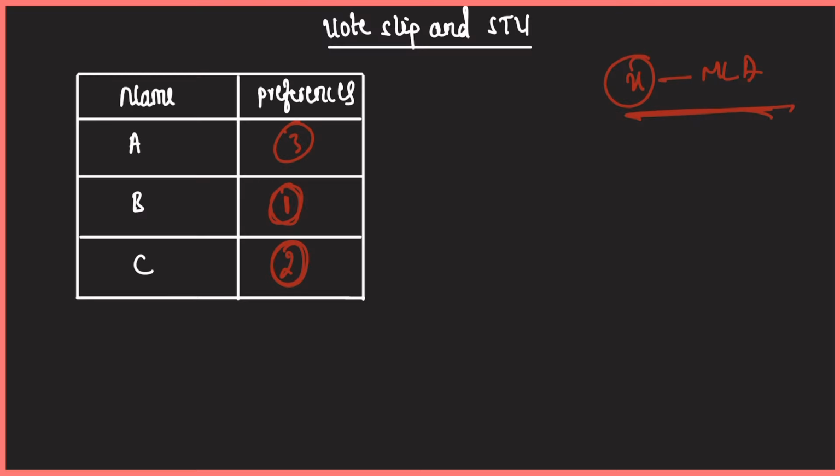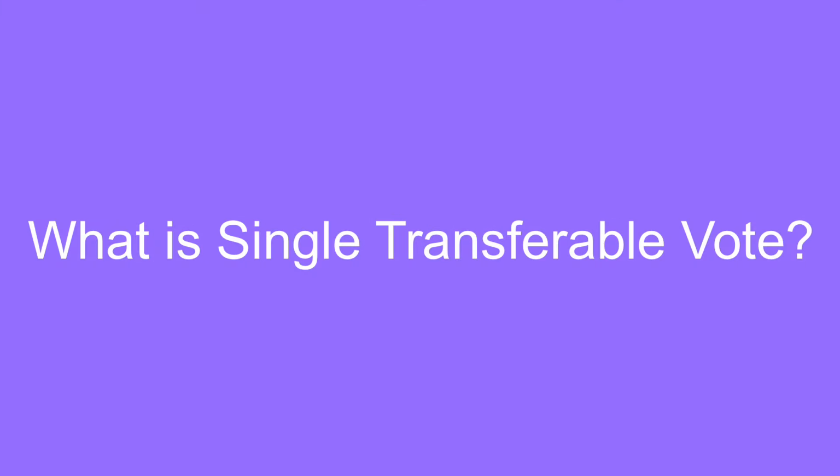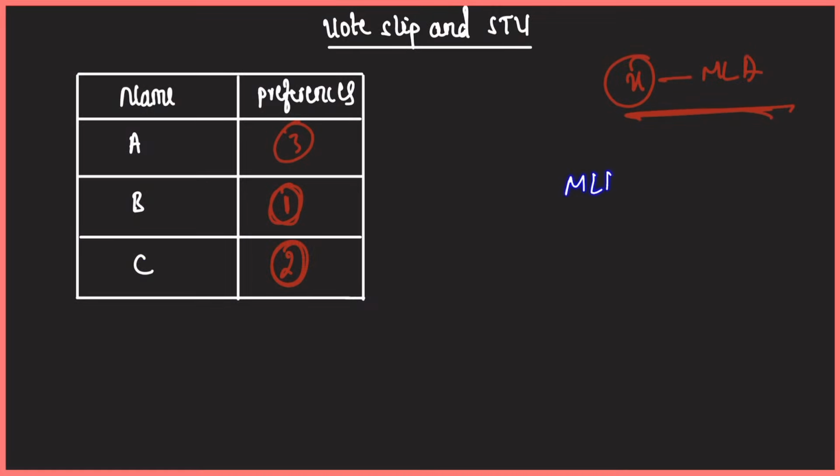Now, in the next process of the election of the president, let us understand what is single transferable vote. For every MLA and MP, a slip is given. And that slip contains two things. One, on the left side of the slip, there will be names of candidates who are fighting for the President of India's election: A, B, and C. On the right side, space is given for the MLA or MP to mention his or her preferences, right?